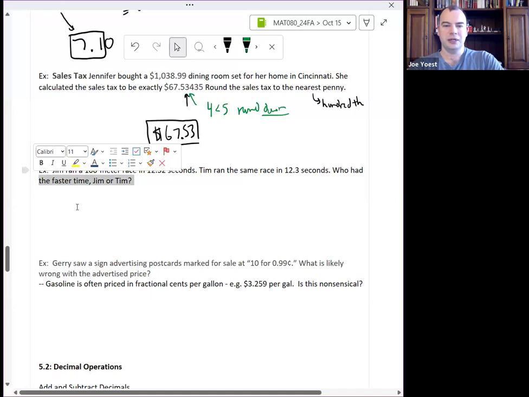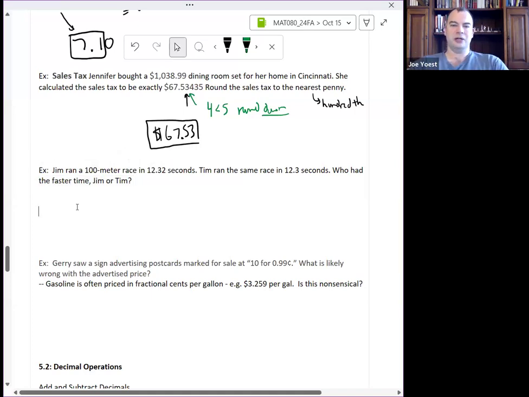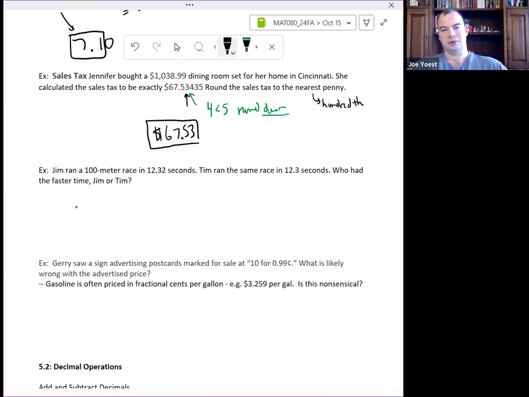Okay, another example. Jim ran a 100-meter race in 12.32 seconds. Tim ran the same race in 12.3 seconds. Who had the faster time, Jim or Tim? I'll probably get it backwards because Jim and Tim sound very similar. But which of these numbers, 12.32 or 12.3, is the smaller number?